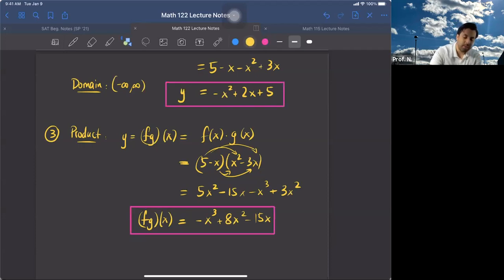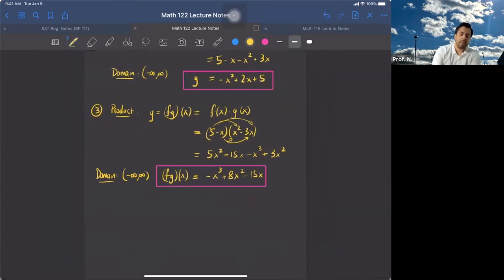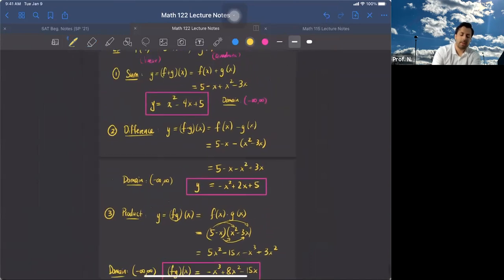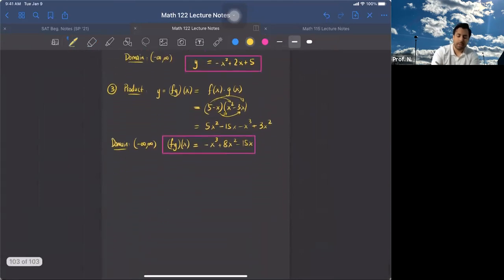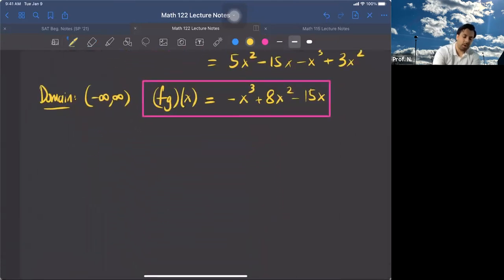And the domain of the functions is the intersection, right? The domain is still going to be the intersection of negative infinity to infinity, which is negative infinity to infinity. So far, so good, guys. Does everybody see what I'm doing? I'm just adding the functions when I sum them. I'm just subtracting the functions when I subtract them. I'm just multiplying the functions when I multiply them. That's pretty much what we're doing so far.